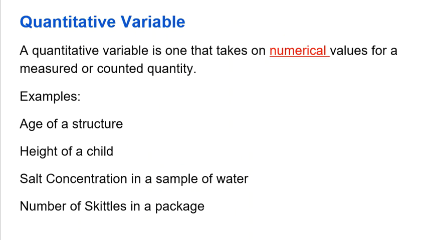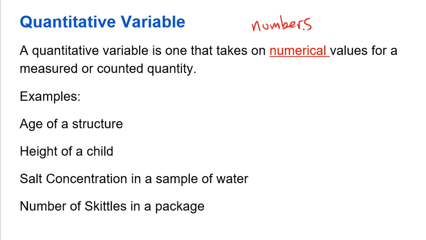A quantitative variable is one that takes on numerical values for a measured or counted quantity. So here we're talking about numbers, right? So for quantitative variables, we typically think numbers. Okay? So they're either numbers that are counted or measured. So the age of a structure, oh, that structure is 15 years old, right? It was measured 15 years. Or it's counted that it has been alive for 15 years. Oh, look at that castle. Oh my God, the castle's been around for 400 years. So again, that's a number.